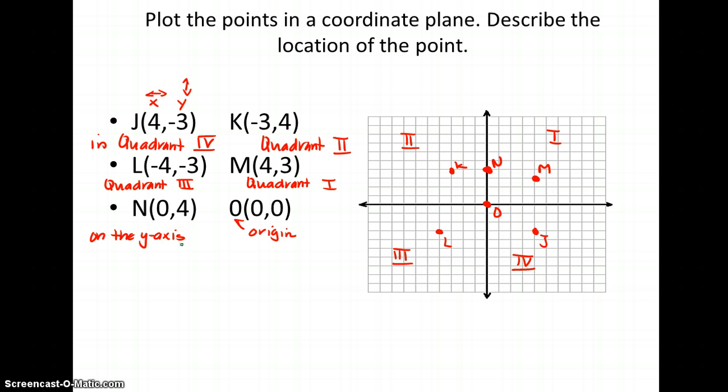Another thing to notice is that all of the coordinates in quadrant 1 will have a positive number for x and a positive number for y. In quadrant 2, you'll have a negative number for x and a positive number for y. Quadrant 3 will have both x and y as negative, and quadrant 4 will have a positive x and a negative y. Let's continue.